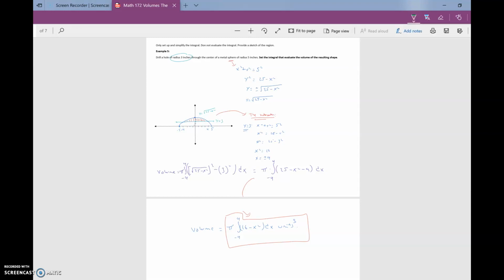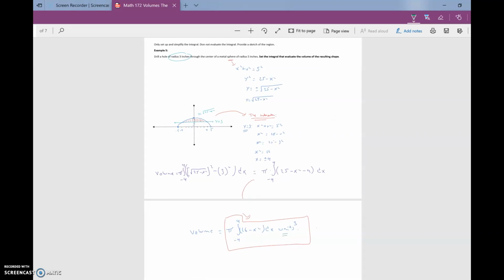The only portion that you're actually putting is the units to the third power. One of the reasons I may ask you to stop here is that if you set it up incorrectly, you may end up with a mess on that portion. Any problem where I'm only asking for the setup will say directly to set up the integral, do not evaluate it, just set it up simplified. So in this case, we're stopping at 16 minus x squared for our function.